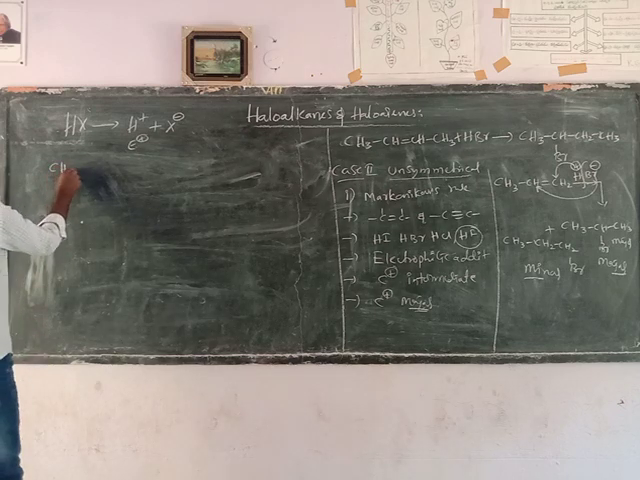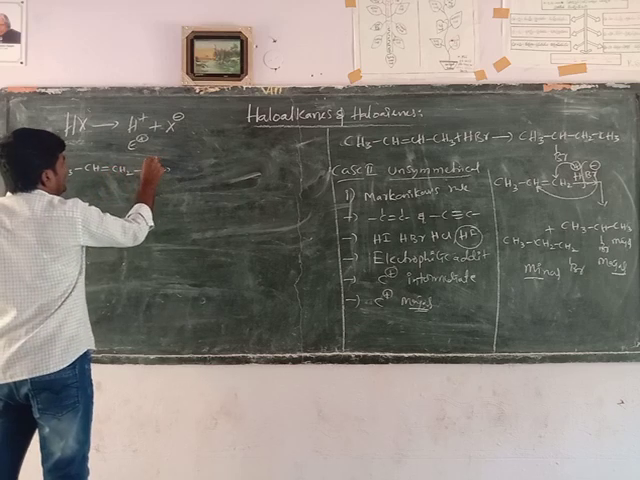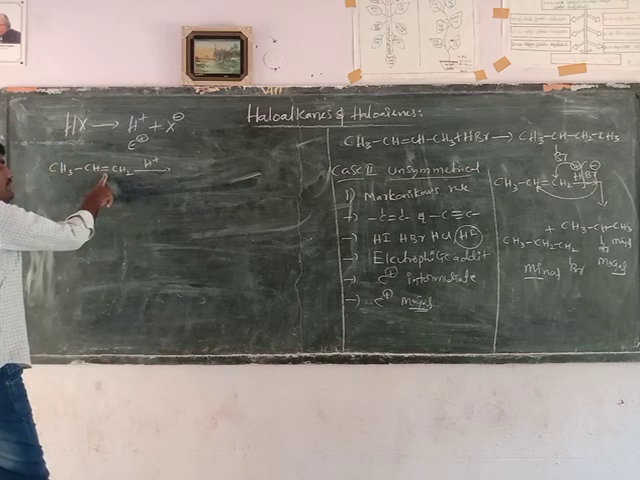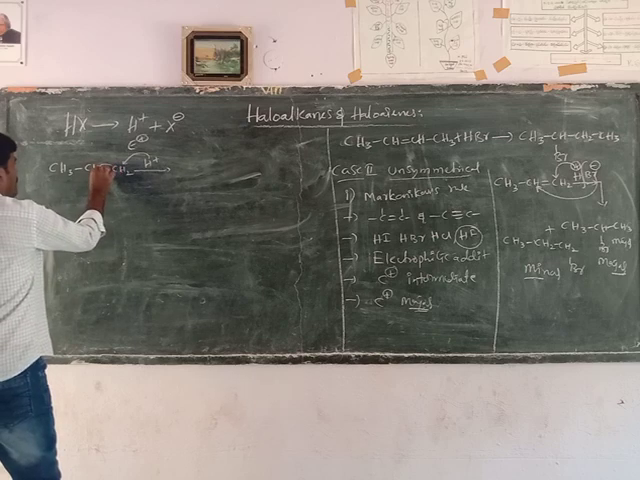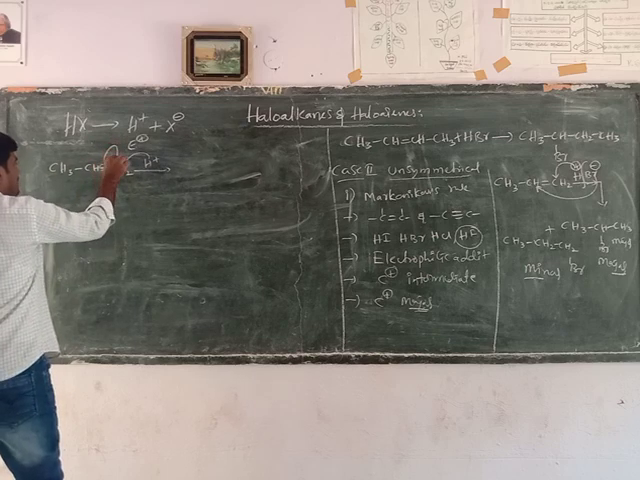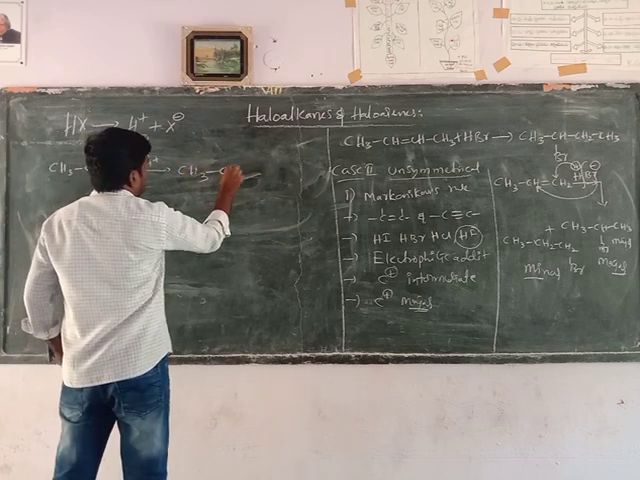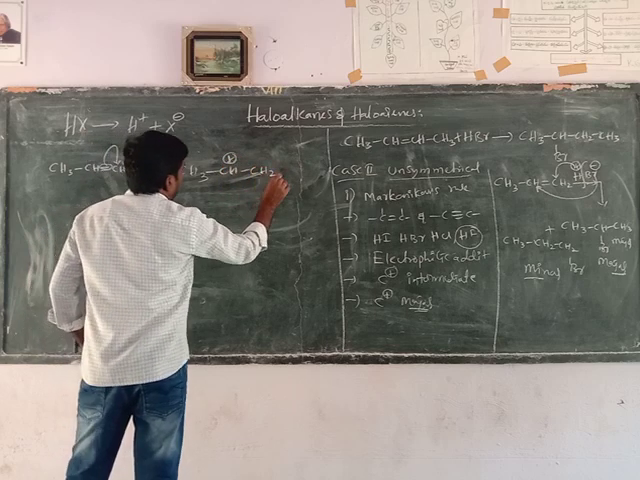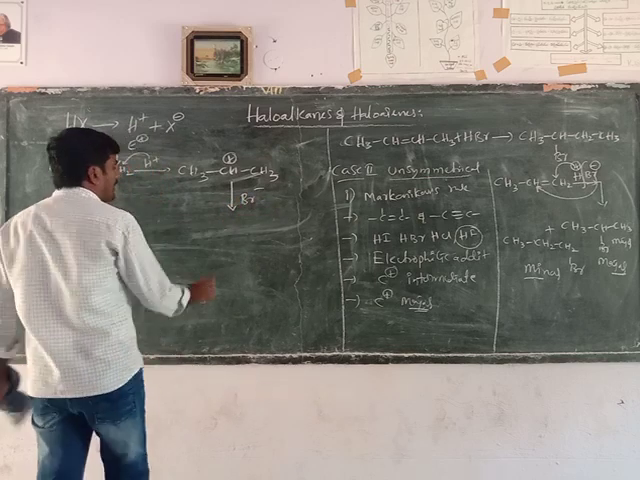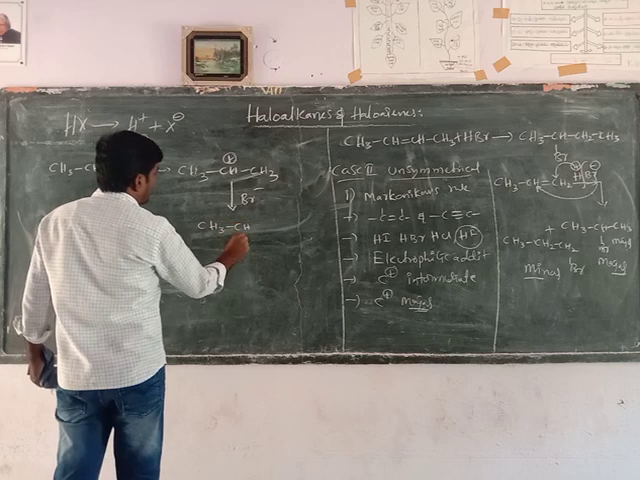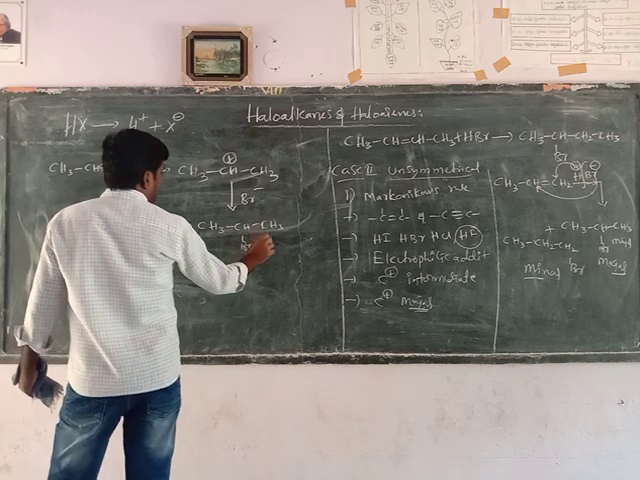Now take propene as an example. Initially the proton is the electrophile, attacking the multiple bond carbon with more hydrogen atoms. When it attacks the CH2 carbon, the loosely bonded pi electrons shift towards the other carbon to form a secondary carbocation. Now this secondary carbocation reacts with bromide ion to form isopropyl bromide. This is the major product.